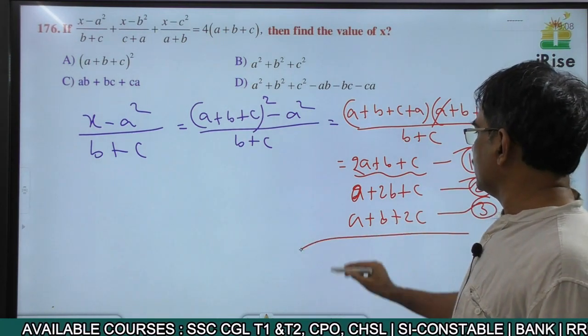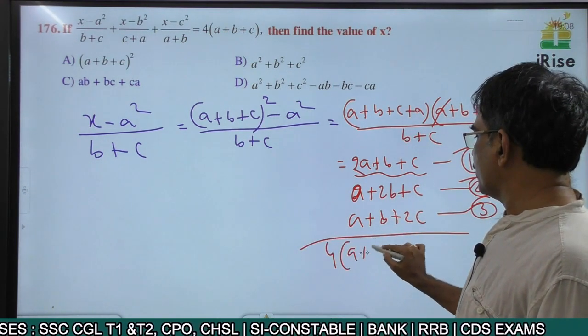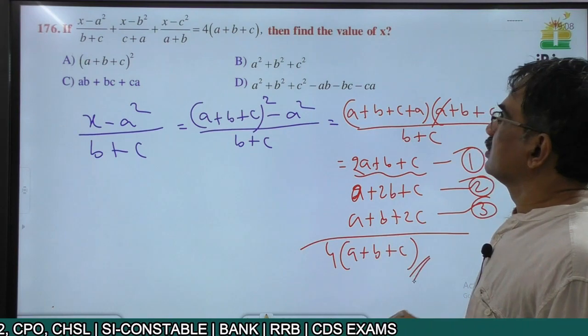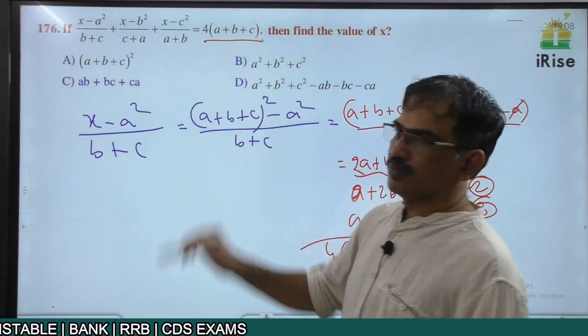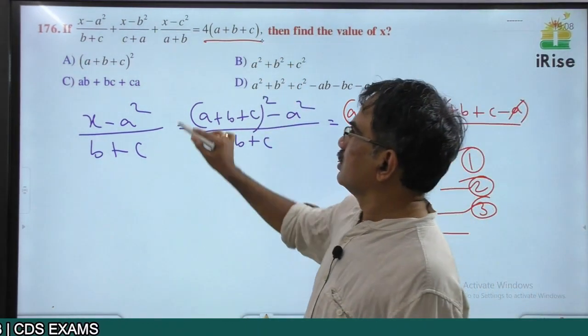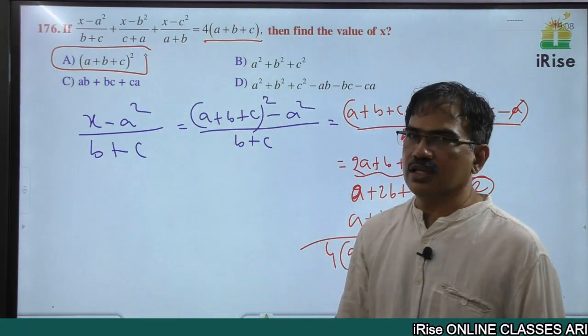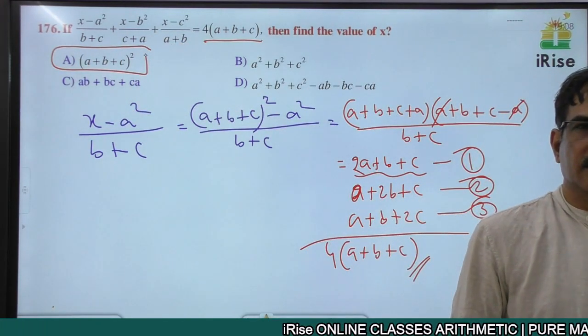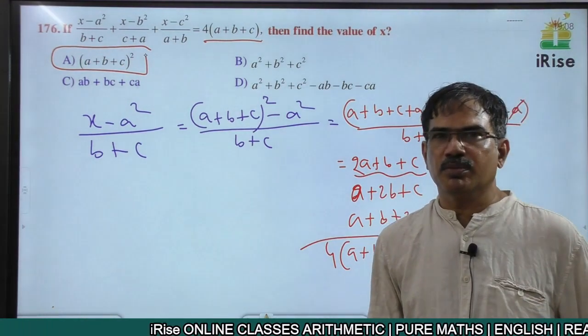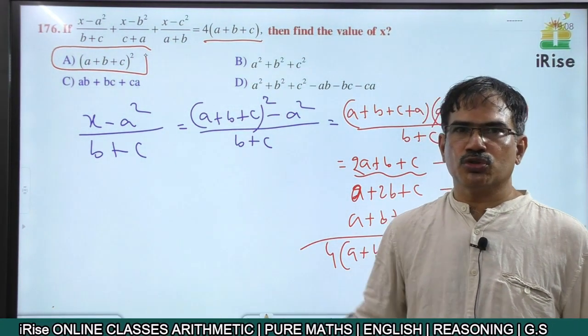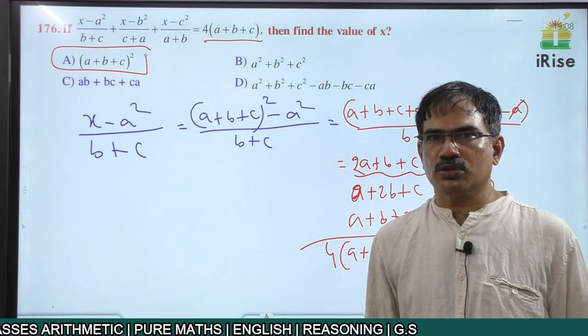Then what is the sum of these three? 4 times (a plus b plus c). So satisfied. Therefore, x is nothing but (a plus b plus c) whole square. Substitution gives the answer easily. Next question, please.